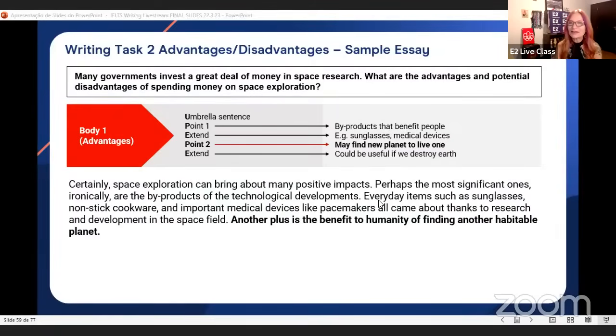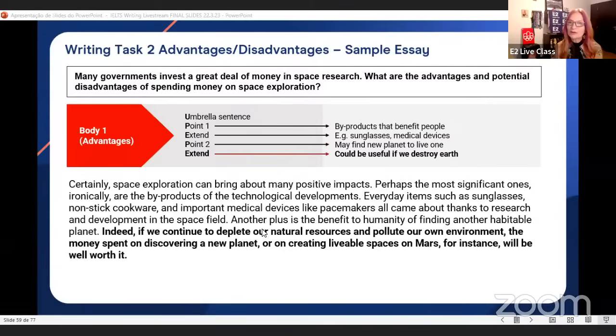Because they're kind of standardized. In addition, furthermore, principally if they're at the beginning of the sentence. So reconsider, and try to use other phrases that are equivalent in meaning. So in this case, we put, another plus is the benefit to humanity of finding another habitable planet. So instead of saying moreover, we put another plus, and then we develop it.